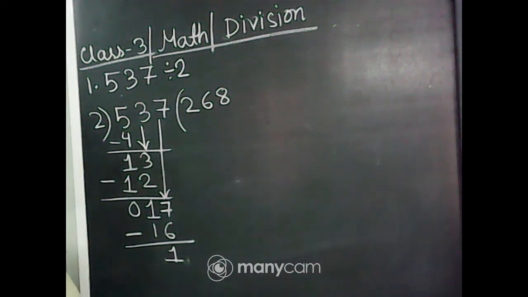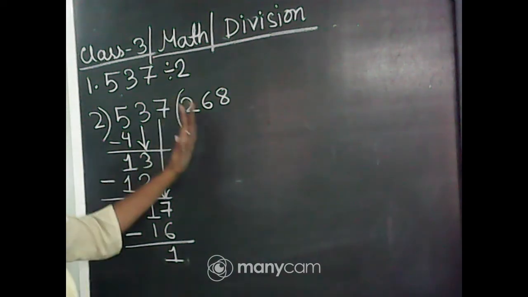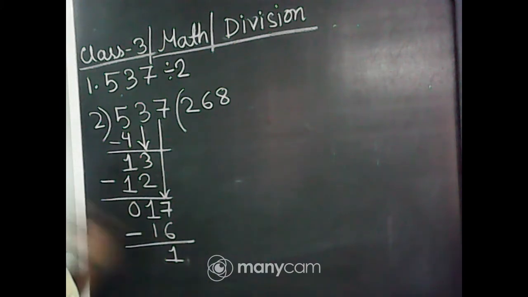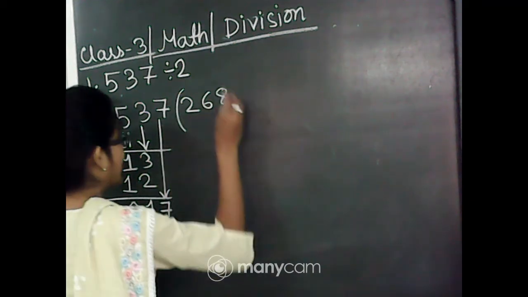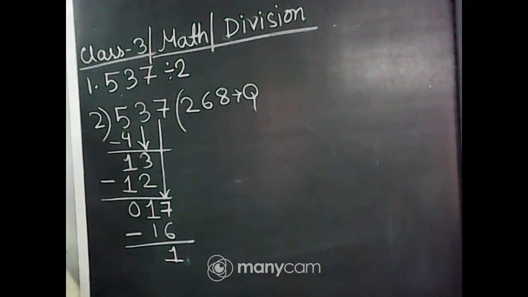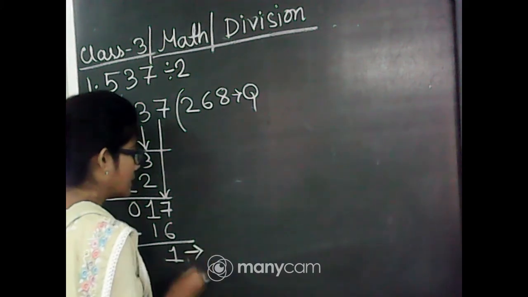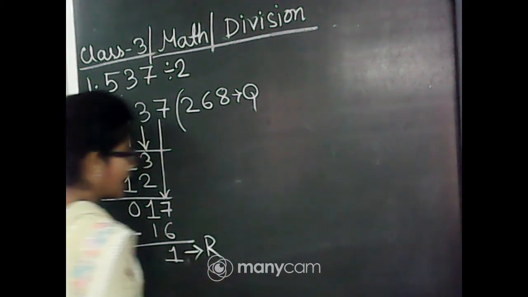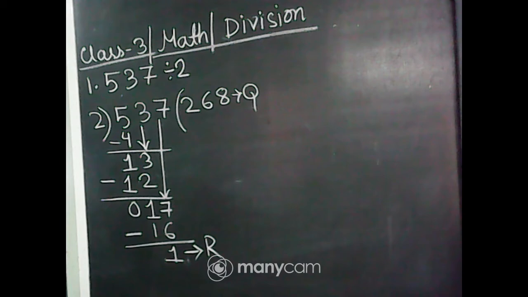Isn't it? Now see, after 7, here there is no number, which means here we can stop our division. After that we can't move. So 268 is the quotient here. You can write Q as a short form, and this left one, this 1, is the remainder. So here you can denote the remainder as only R. Okay, there is no problem.